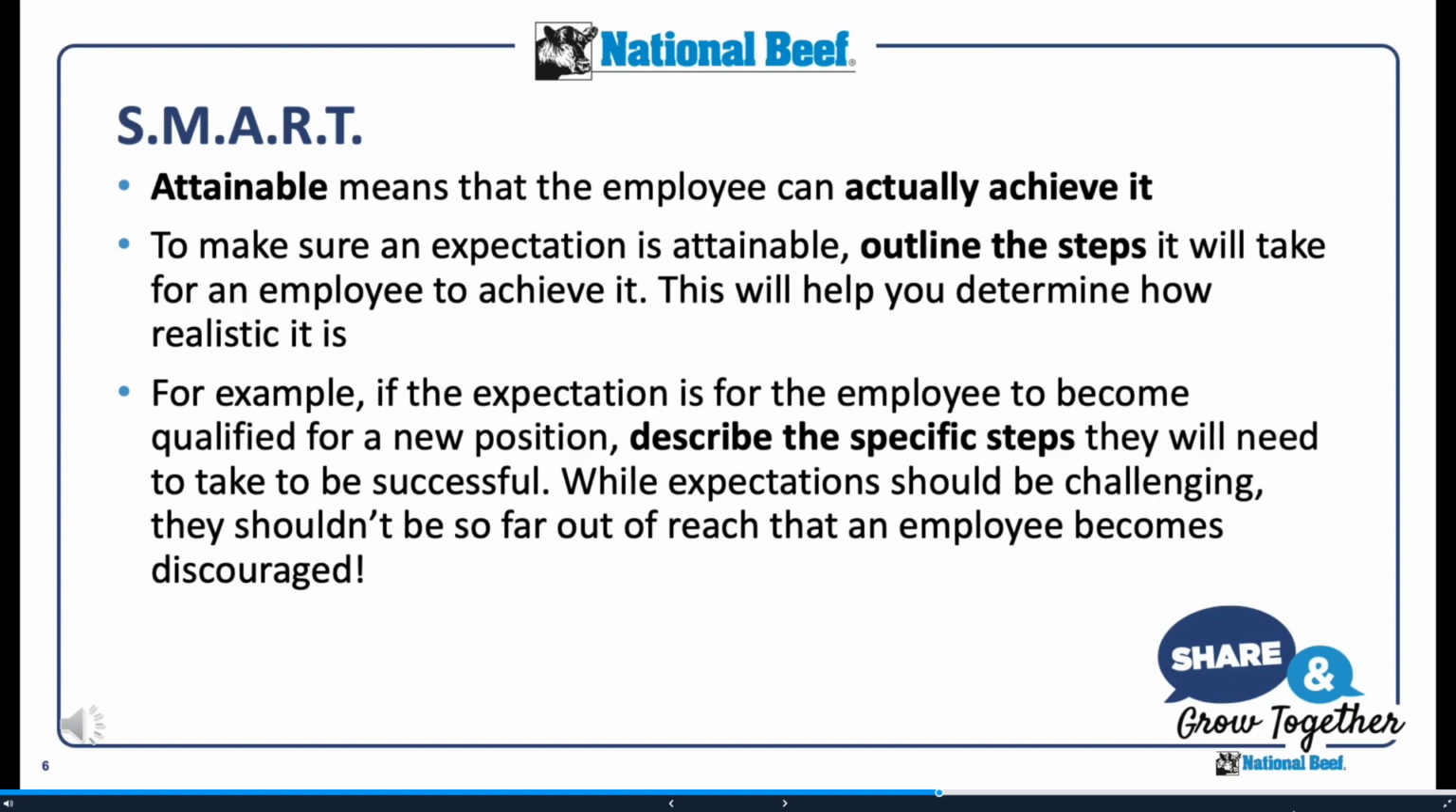Attainable means that the employee can actually achieve it. To make sure an expectation is attainable, outline the steps it will take for an employee to achieve it. This will help you determine how realistic it is. For example, if the expectation is for the employee to become qualified for a new position, describe the specific steps they will need to take to be successful. While expectations should be challenging, they shouldn't be so far out of reach that an employee becomes discouraged.